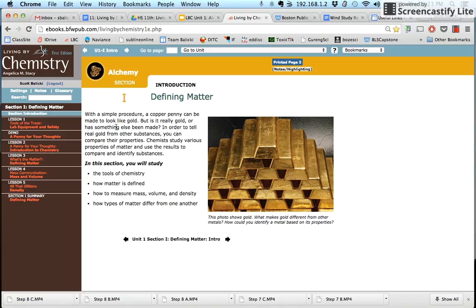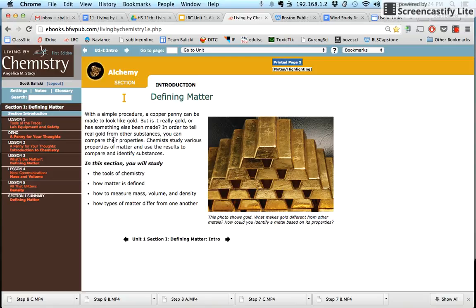involving laboratory equipment. In lesson 2, the teacher performs a demo in which they make a seemingly gold penny by performing a series of chemical reactions. And this sets up students to investigate what kind of evidence they can accumulate to prove that the penny is or is not actually gold.